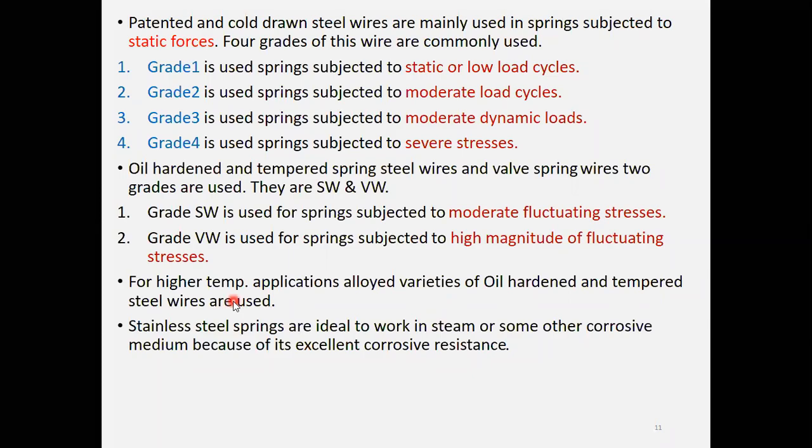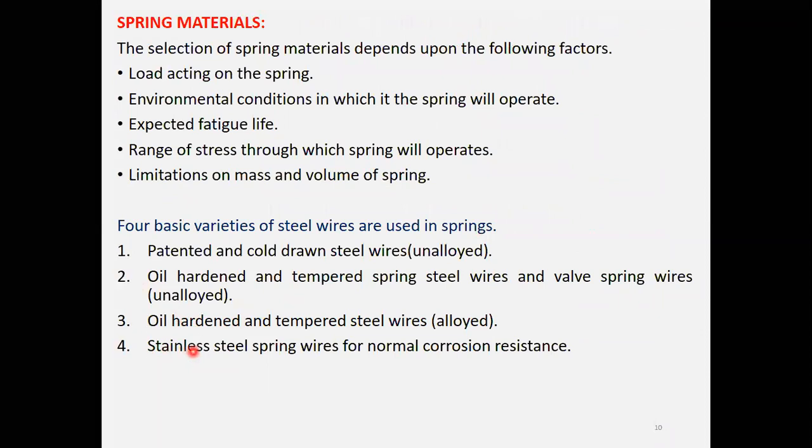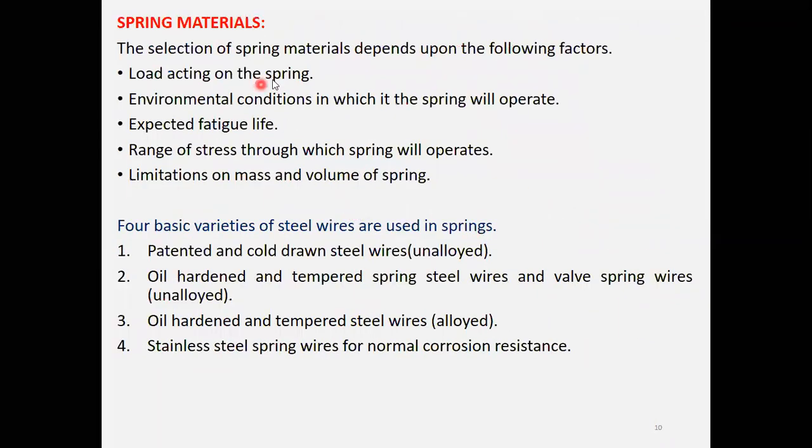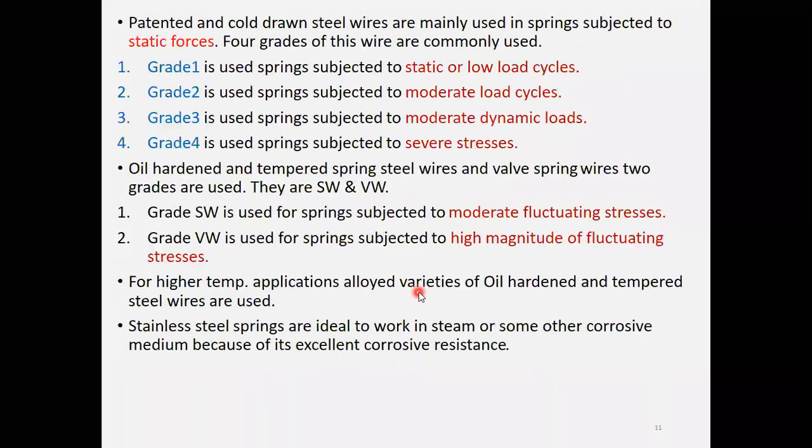These are the four different types, the different varieties. Here you can see that the first one and second one are unalloyed, whereas the third one is alloyed and the fourth one is for a corrosive environment. These are the four different spring materials which you can use depending upon the factors. Already we have discussed the factors, and where you are going to use it plays an important role. This is about the spring materials.